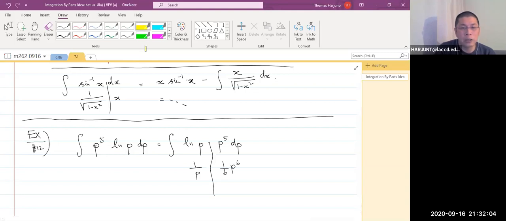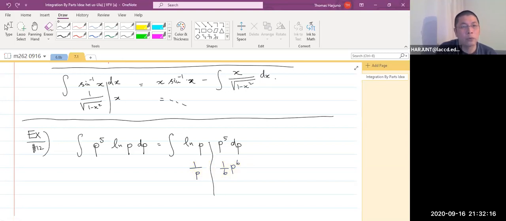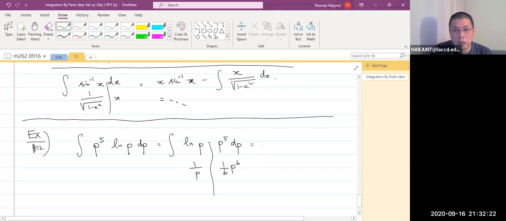Now you realize that if I go horizontally here, it becomes simple: 1/6 p to the 5th. So instead of keeping on doing that, what I will do is say this is 1/6 p to the 6th natural log of p minus the integral of 1 over p times 1/6 p to the 6th dp. This is 1/6 p to the 6th natural log of p minus 1/6 integral of p to the 5th dp.